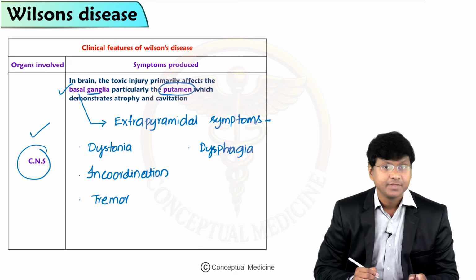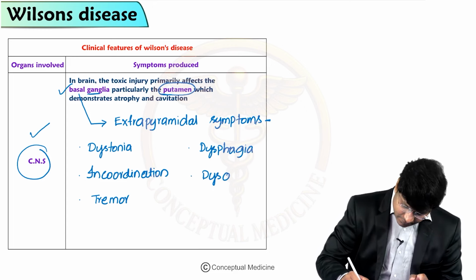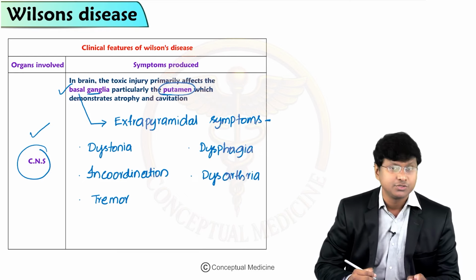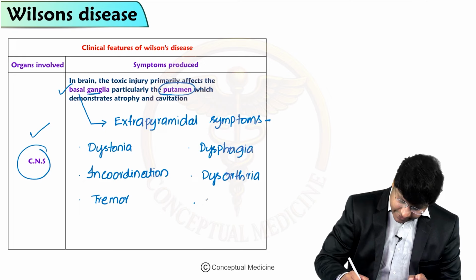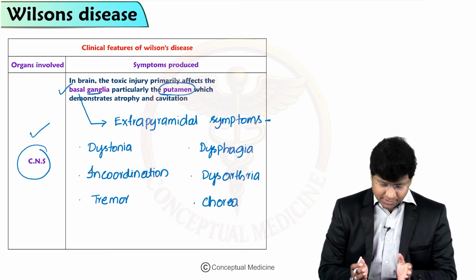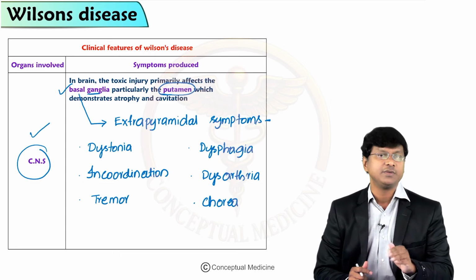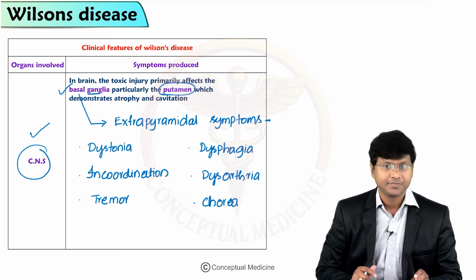There will also be dysarthria, where there is difficulty in articulation of speech, and there will also be development of chorea. So chorea is the involuntary movements within the extremities. So these are the CNS manifestations that are seen because of the involvement of the basal ganglia, right.